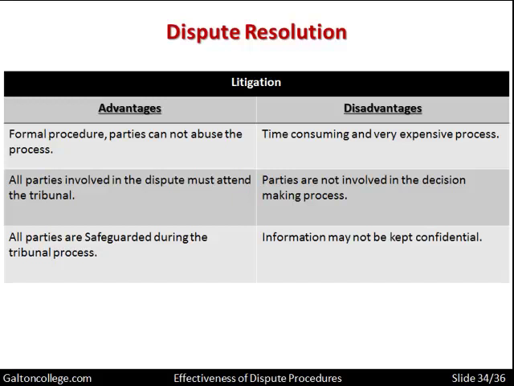All the parties are safeguarded during the tribunal process. They are safeguarded against undue influence. They're safeguarded against the opposing party making threats, or the opposing party attempting to negotiate or changing their case. So they are safeguarded in the sense that they can just make their case as they see it, and if the case is felt to be reasonable and fair, then they should have a judgment in their favour.